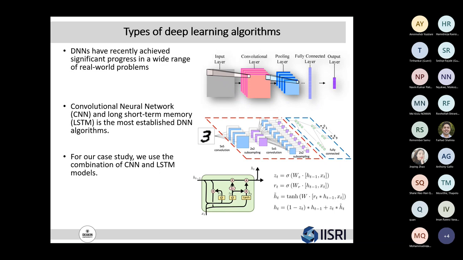So I will give you a very short overview of the types of deep learning algorithms. As you know, deep neural networks, which I wrote as DNNs, have recently achieved significant progress in solving a wide range of real world problems. And the reason is that deep learning uses artificial neural networks to perform sophisticated computations on large amounts of data. It is a type of machine learning that works based on the structure and function of the human brain. Deep learning models train machines by learning from samples or examples. Industries such as healthcare, entertainment, and advertising commonly use deep learning for solving their problems.